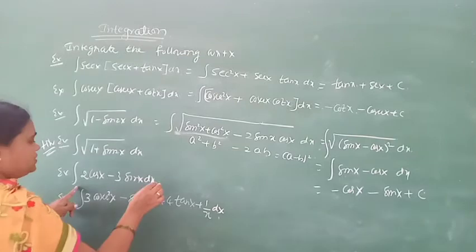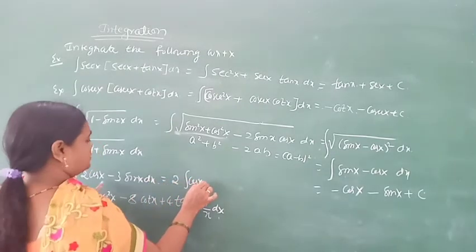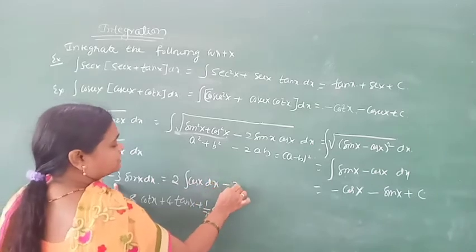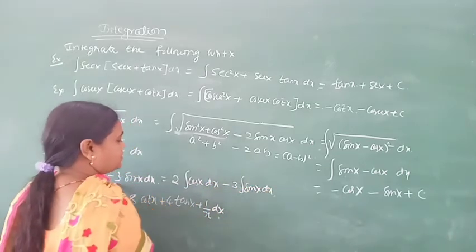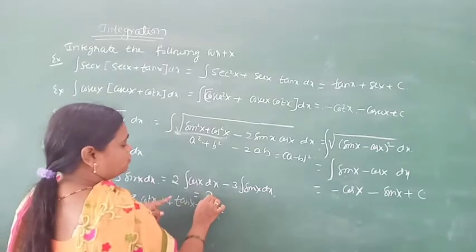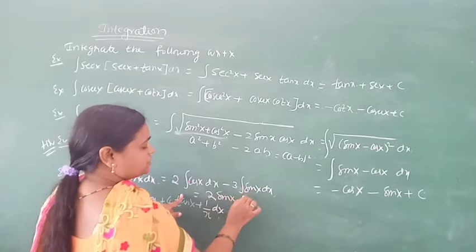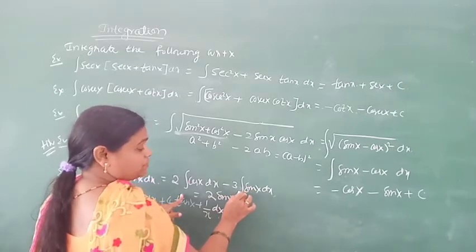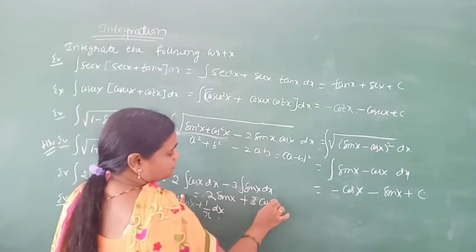Next, this one is a very simple example. 2 as it is, do the integration of cos x dx, minus 3 as it is, do the integration of sin x dx. Integration of cos x is sin x, minus 3 integration of sin x is minus cos x. Therefore minus and minus become plus 3 cos x, plus c.